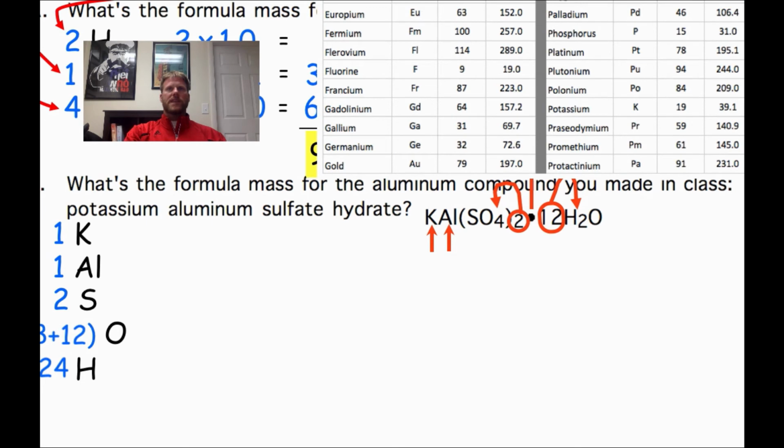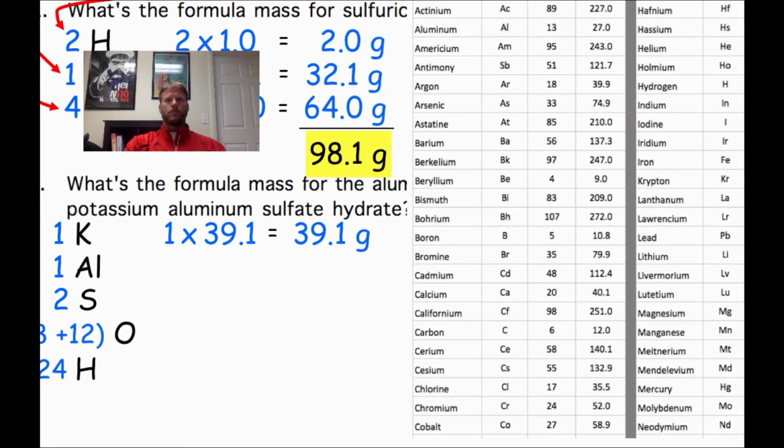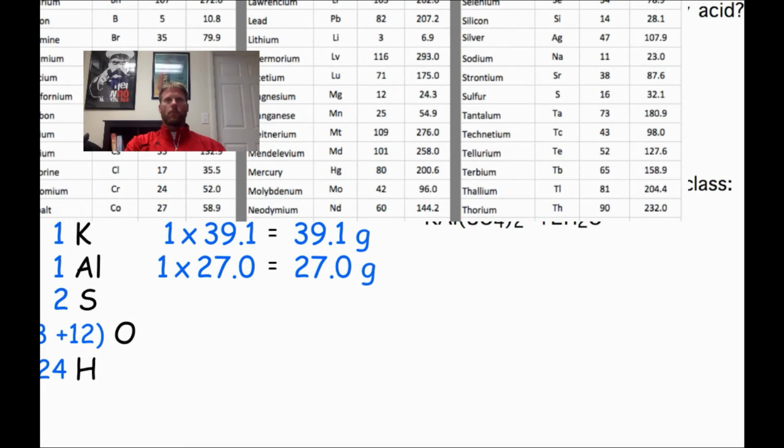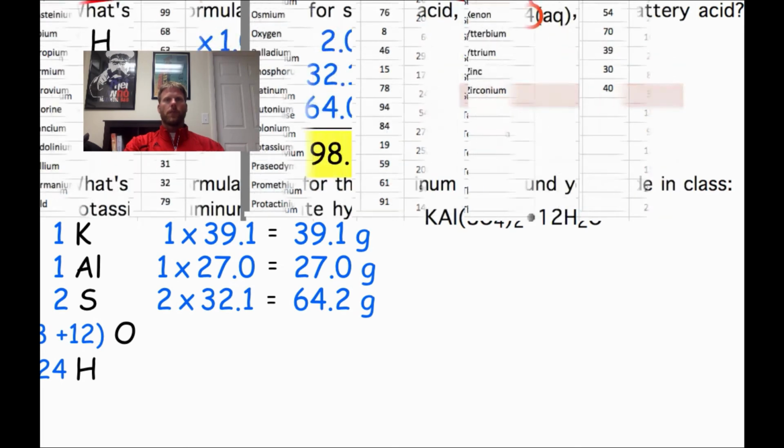Use the atomic masses handout to find potassium. Here it is. Only one potassium atom in the compound, so 1 times 39.1 grams is 39.1 grams. Moving on to aluminum. Nice! The second one on the list. There's only one aluminum atom, so 27 grams must be added to our formula mass. Let's find sulfur on our list again, or remember it from the last example. Here we go, 32.1 grams. 2 times 32.1 grams gives us 64.2 grams to add to our total.